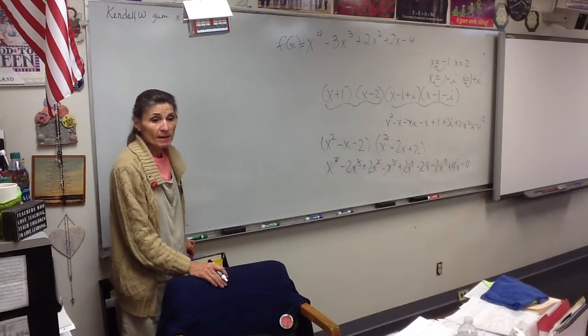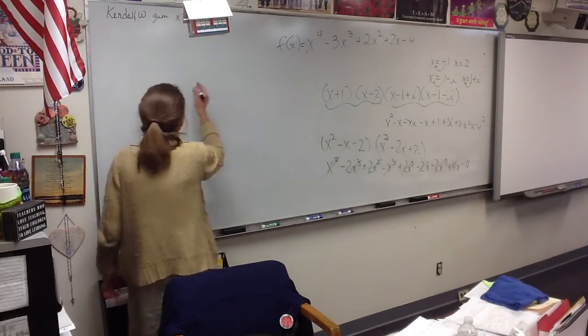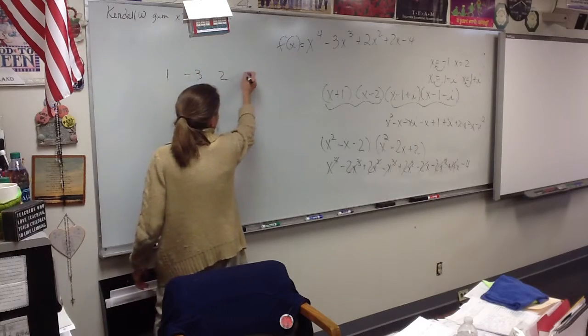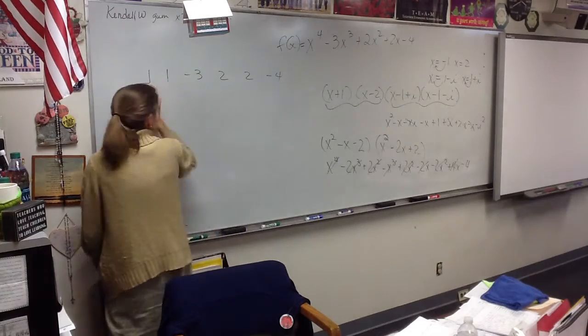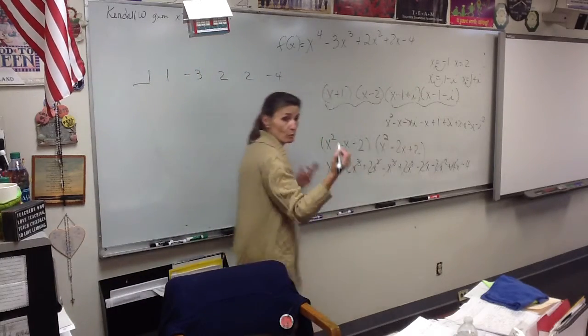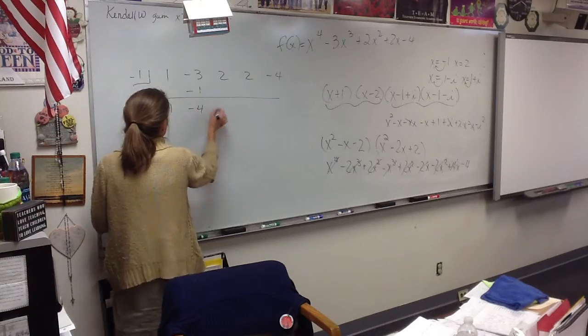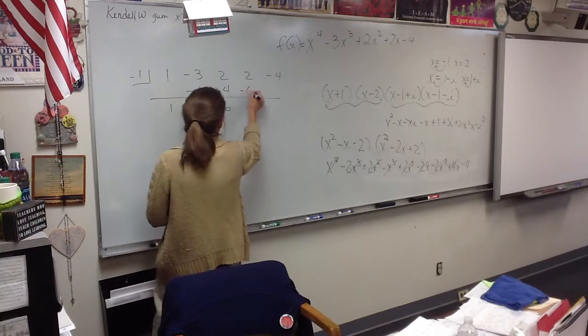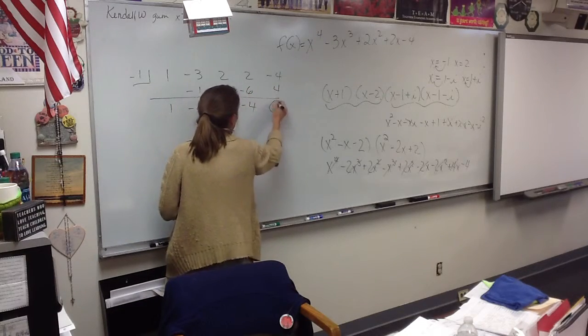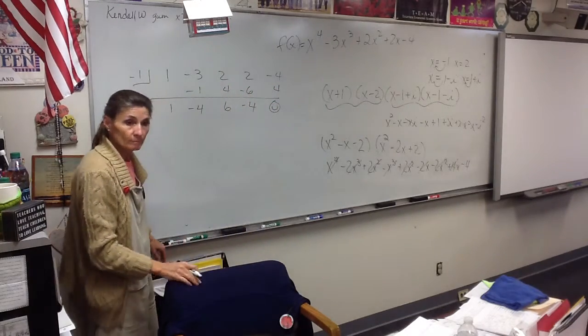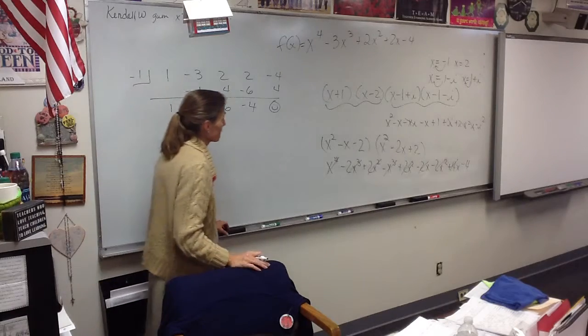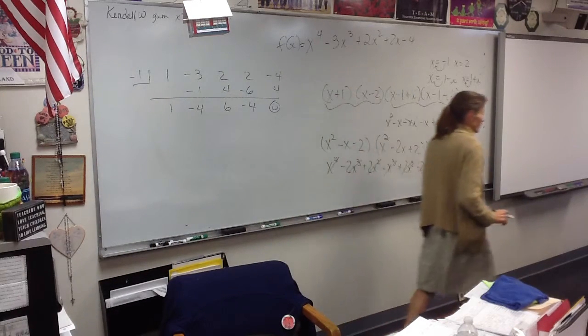I can check my answer real quick, because if I take my answer and divide out one of the roots, I should get a remainder of 0, right? Mm-hmm. So I'm good. All right, any other question about that?